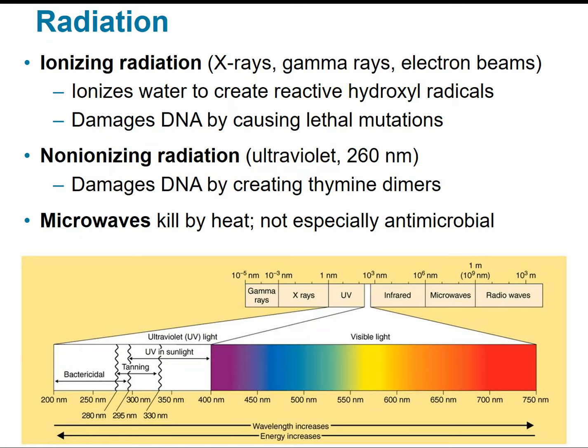Radiation can also be used to control microbial growth. Ionizing and non-ionizing radiation, pretty much everything below the visible spectrum, can work to control microbial growth by damaging DNA, by causing mutations. Microwaves can also kill some microbes, but it's more so by heat, by generating heat in the food, not so much from the radiation itself attacking the DNA structure.